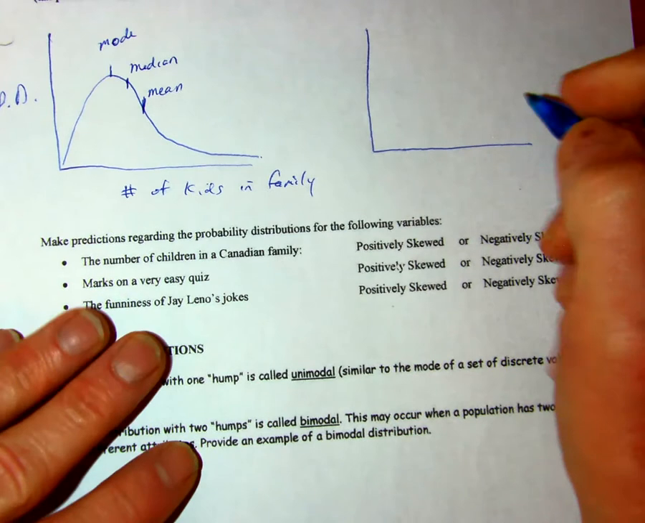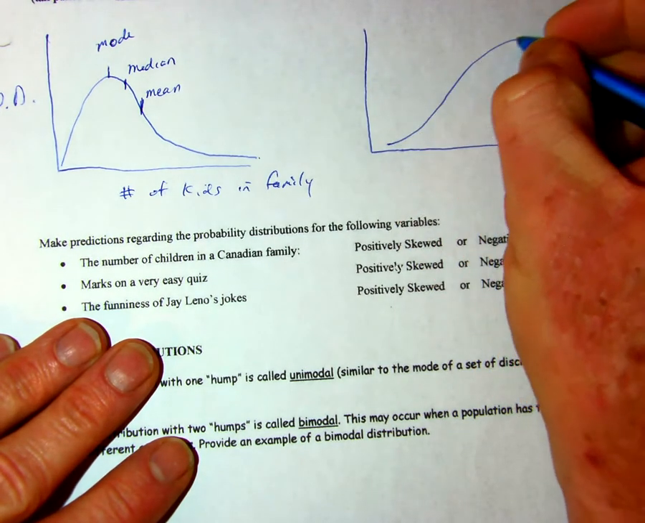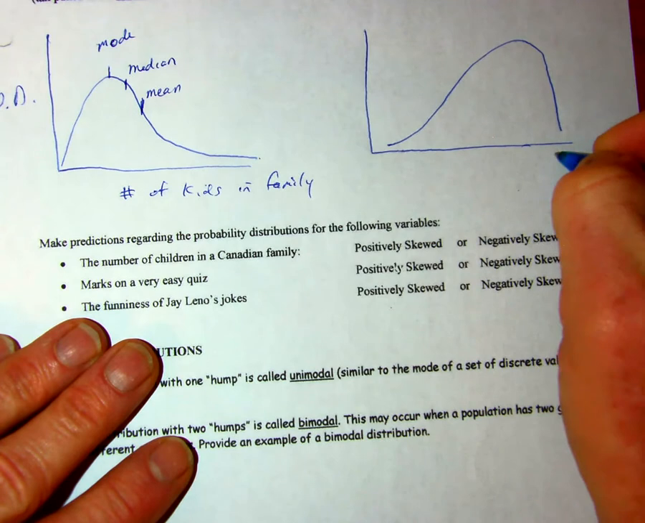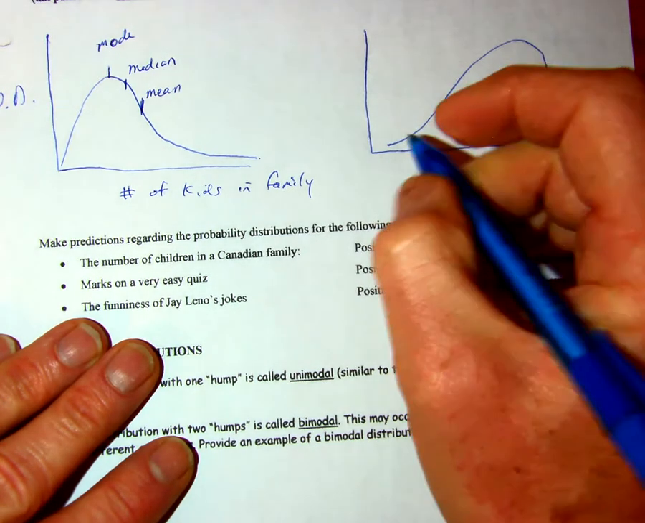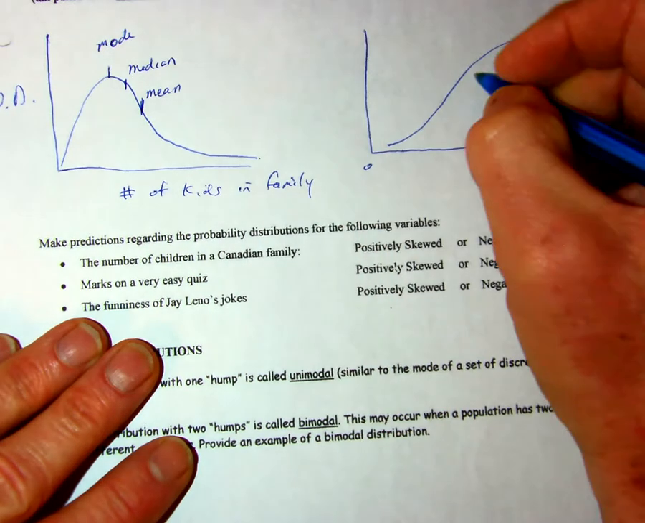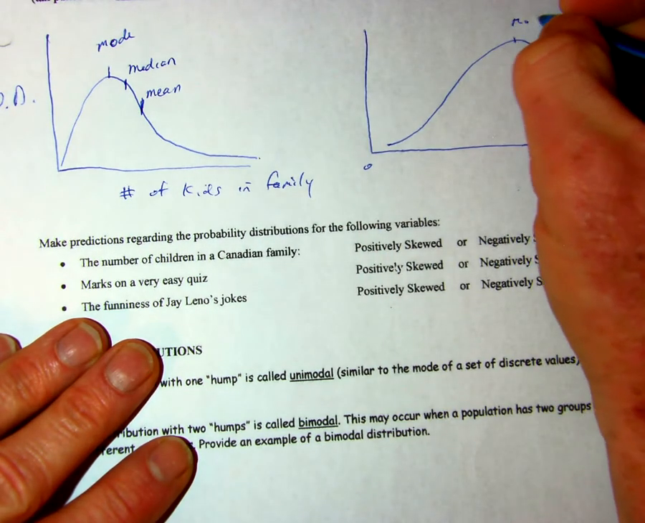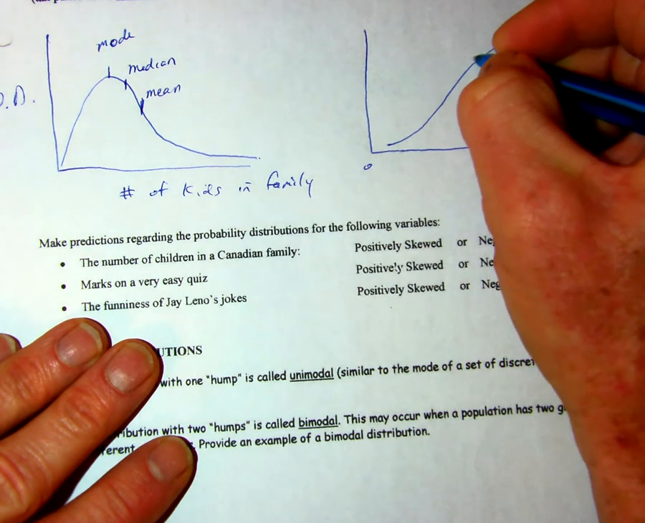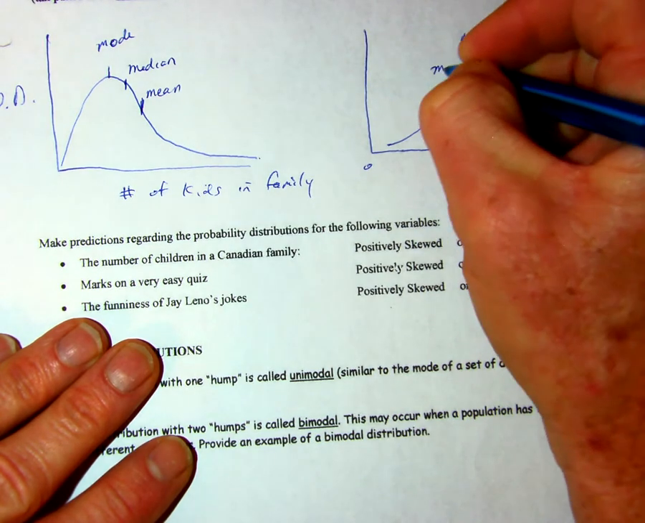And marks on a very easy quiz would be the other way. It would be something like, let's say that's 100%, and this would be like, I don't know, 0%. And so here you would have the mode again. Here you would have the median, and the mean would be over here somewhere.